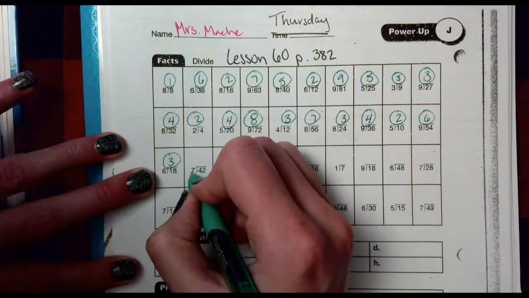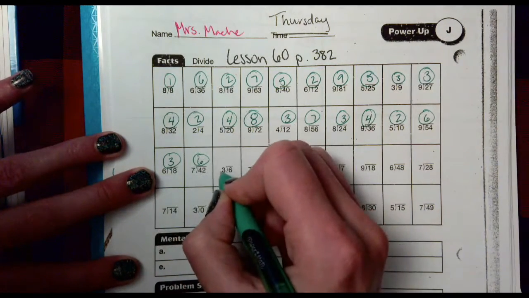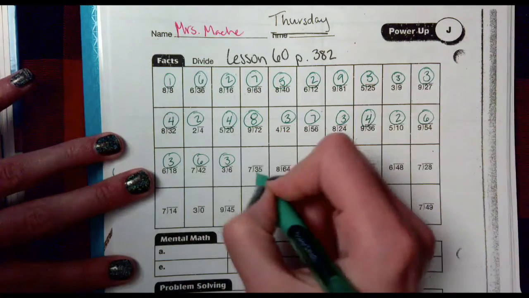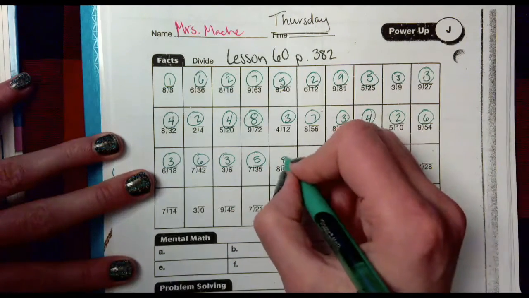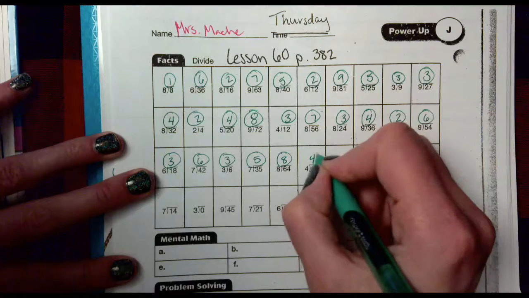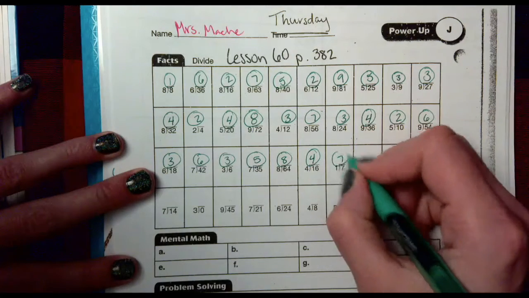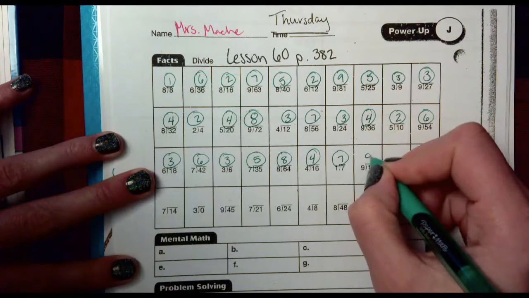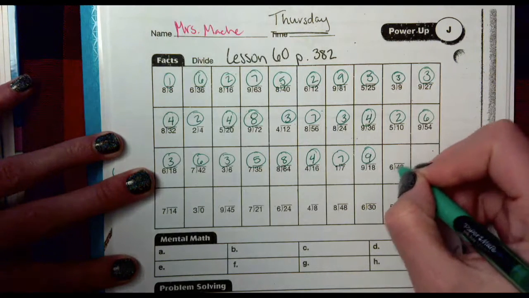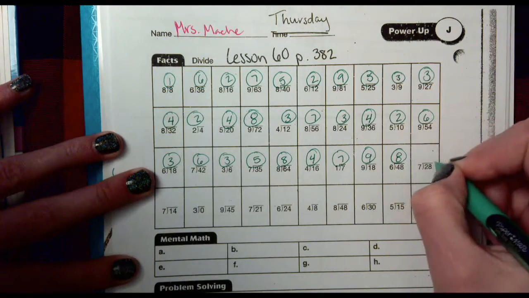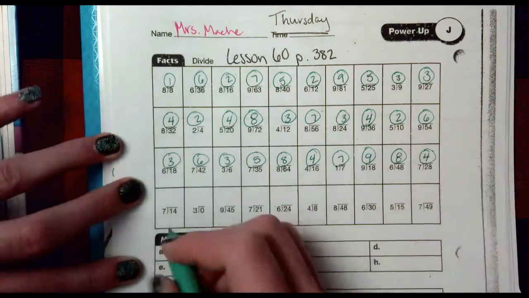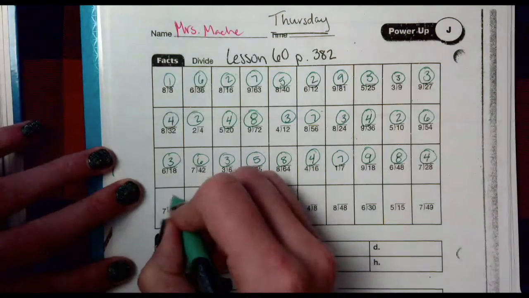42 divided by 7 is 6. 6 divided by 3 is 3. 35 divided by 7 is 5. 64 divided by 8 is 8. 16 divided by 4 is 4. 7 divided by 1 is 7. 18 divided by 9 is 9. 48 divided by 6 is 8. 28 divided by 7 is 4. 14 divided by 7 is 2.